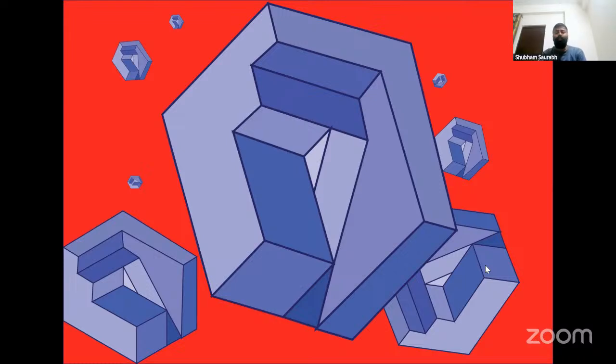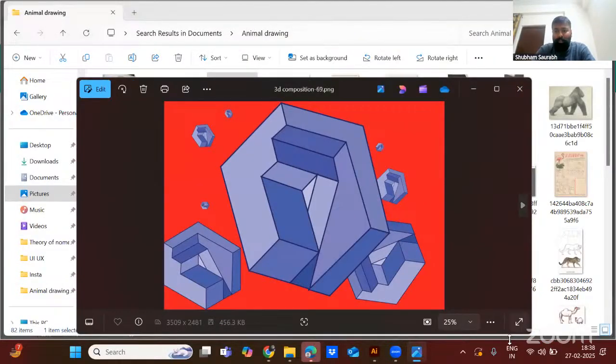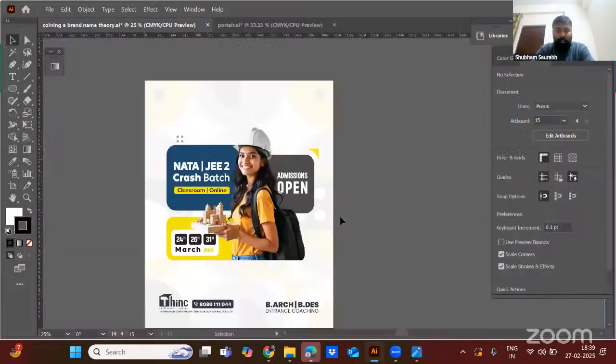And then we have used two colors, which is red and blue, and that is very contrasting with each other. So this is how we do 2D composition and 3D composition by applying some principles of composition. Okay. So now I will try to give you a demonstration as well of the same thing. So let's start the Illustrator.